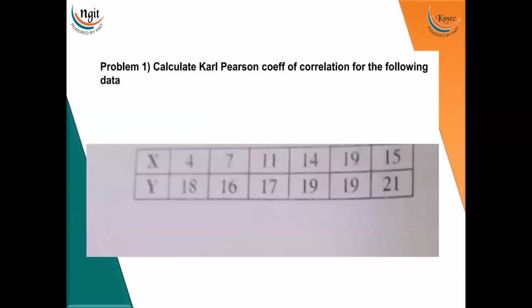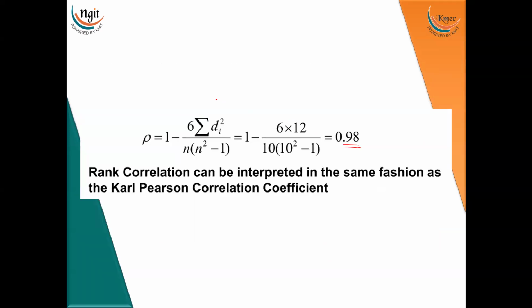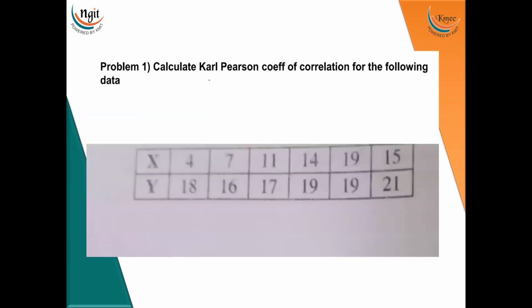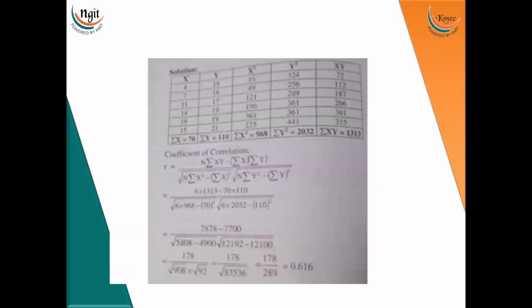Okay. So now, let us see some more examples. I hope you understood this one, how we are going to calculate using the Spearman rank correlation coefficient. Now, this is one more example. Calculate Karl Pearson coefficient of correlation for the following data. We have X data and Y data. Just pause for a minute and make a note of these two values.